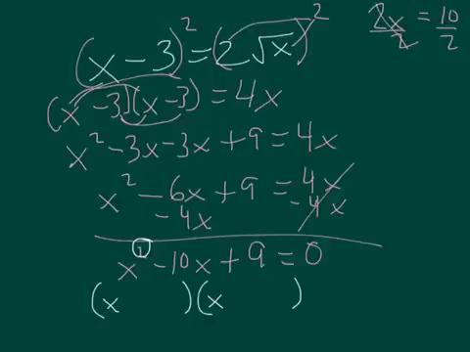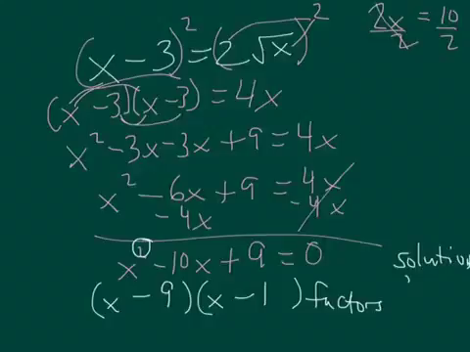So I need 2 numbers. Let me grab my pointer tool. 2 numbers that multiply to 9 but add to a negative 10. You might want to use the magic diamond, or you might have another method for factoring. So 2 numbers that multiply to a positive 9 but add to a negative 10 are negative 9 and negative 1. Those are my factors. Your solutions are where you set that equal to 0 and solve. So it would be a 9 and a 1 are my solutions.